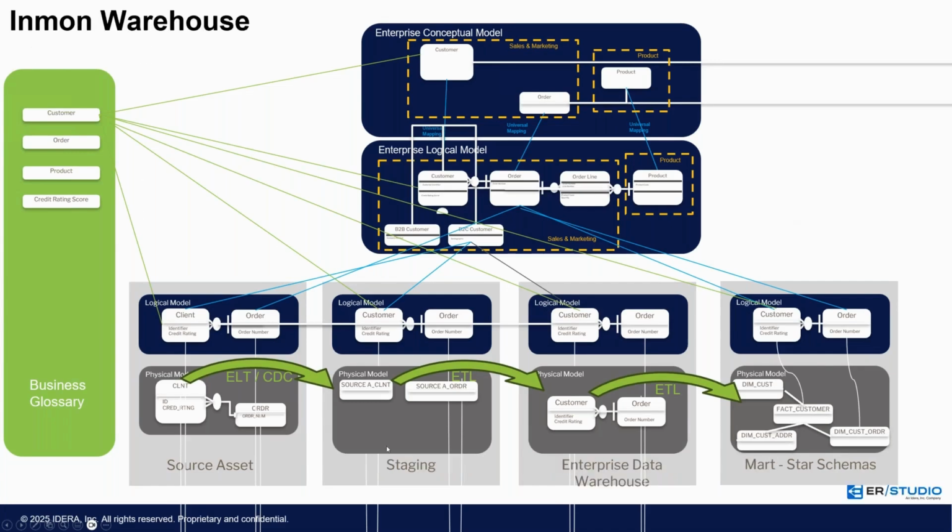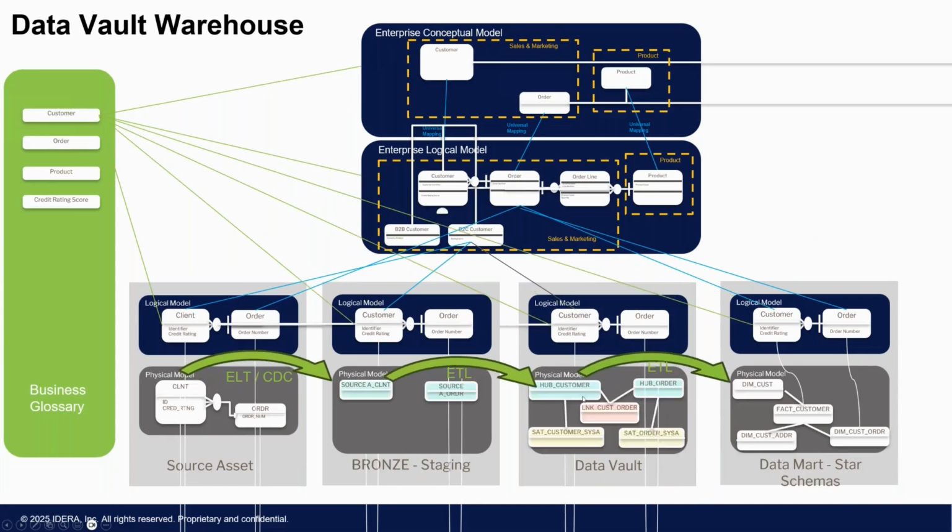As mentioned, an Inmon style warehouse is pretty much the same sort of structure. If we had a data vault warehouse, same sort of structure again, but the silver layer is arranged into hubs and links and satellites. But again, logically, all three of these are absolutely identical.